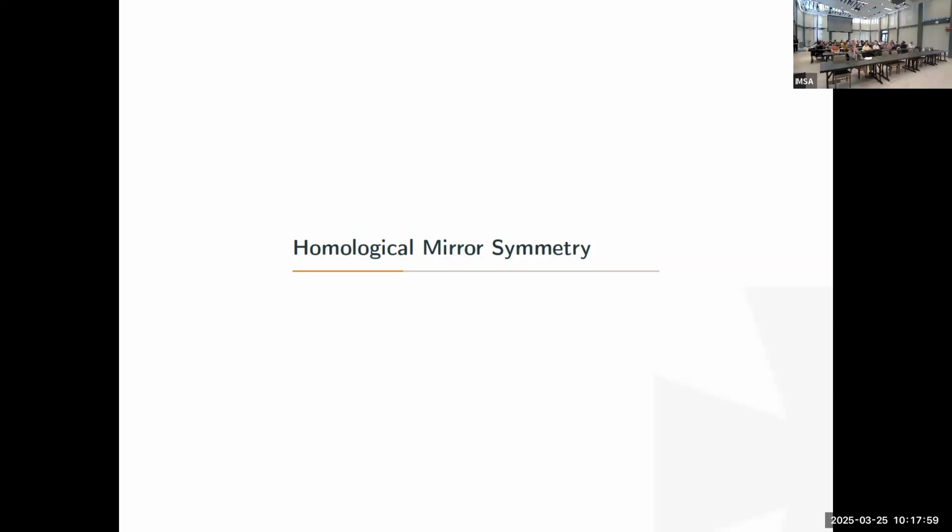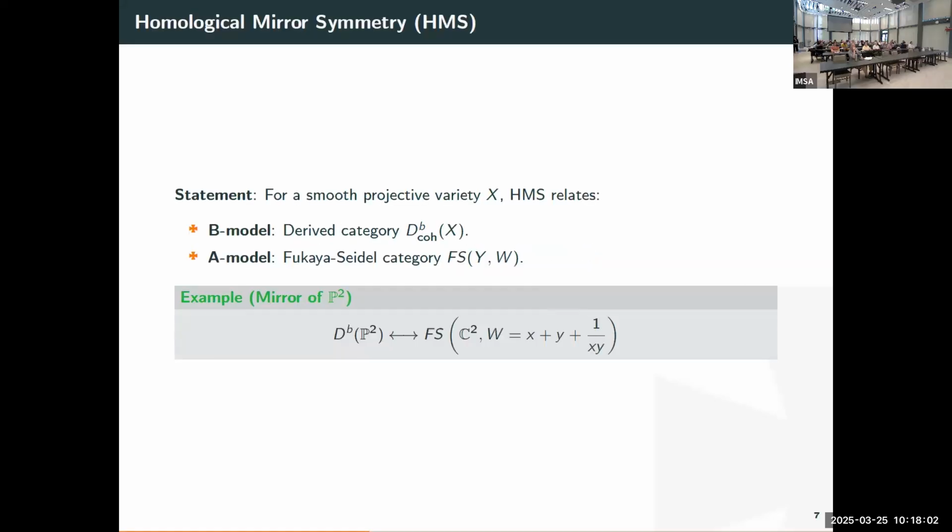So let me briefly remind you what homological mirror symmetry is. Homological mirror symmetry suggests applications on the A side to questions related to birational geometry. So homological mirror symmetry is about an equivalence of two categories. One of them is the category of coherent sheaves over a smooth projective variety, which are our Fanos. And then the other is a category associated with the open symplectic manifold Y and a function W.